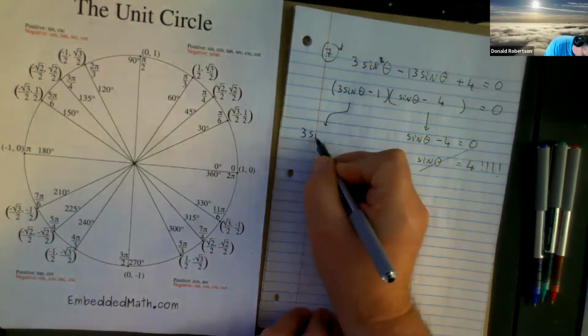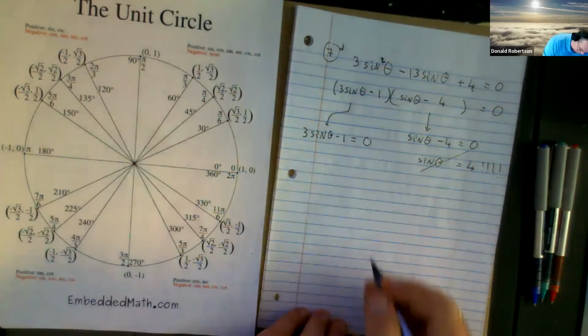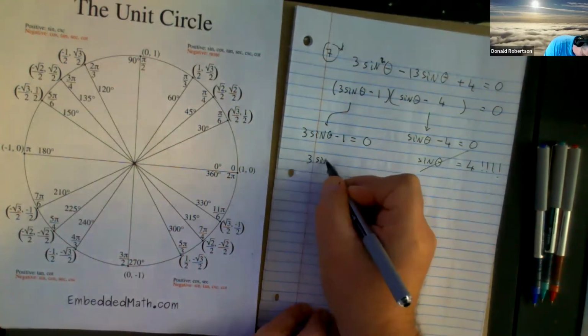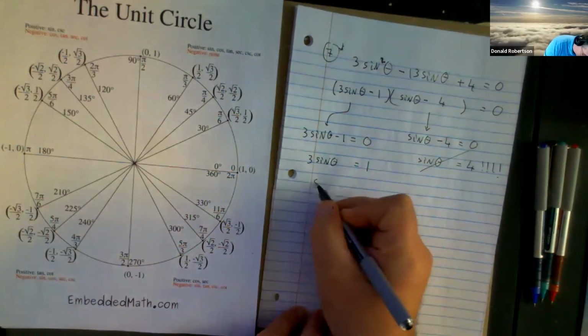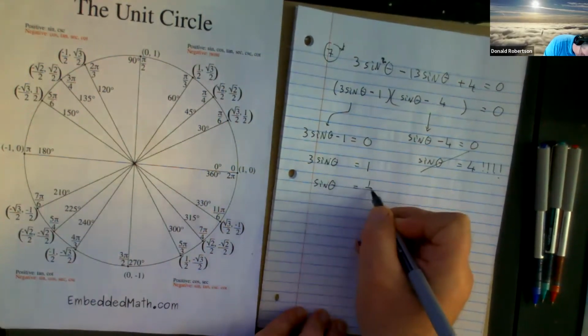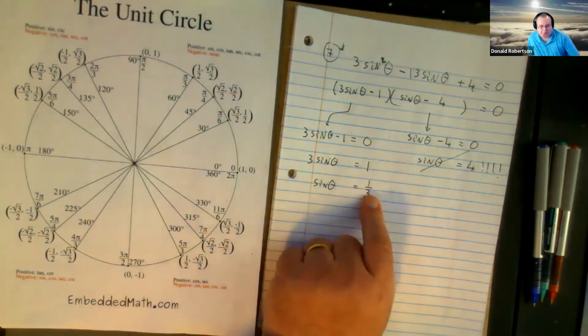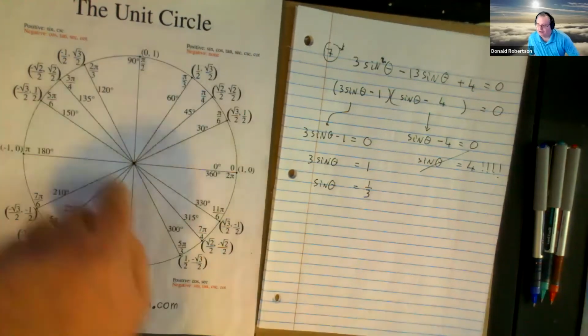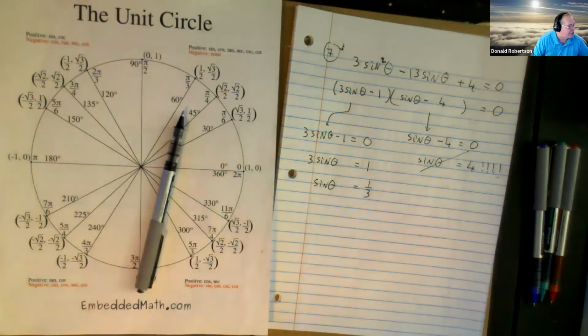Well, we have 3 sine theta, take away 1 equals 0. That gets me 3 sine theta, add 1 to both sides, which now gets me the sine of theta is a third. And hopefully you can look at that and say, it's not a unit circle answer. You agree there's no 1/3 anywhere, which means it's Desmos. So I'm setting up Desmos and let's go hunting for our answers.